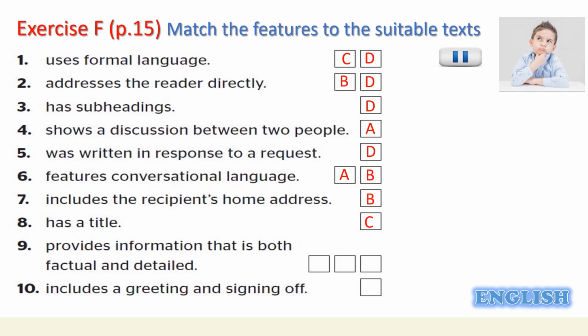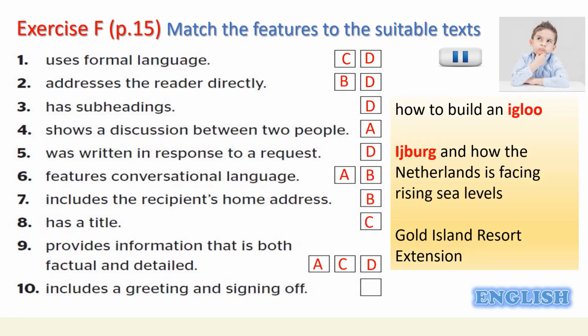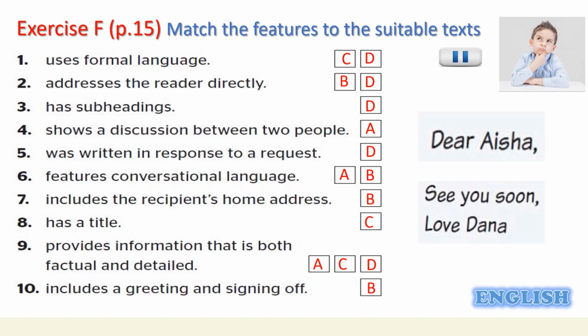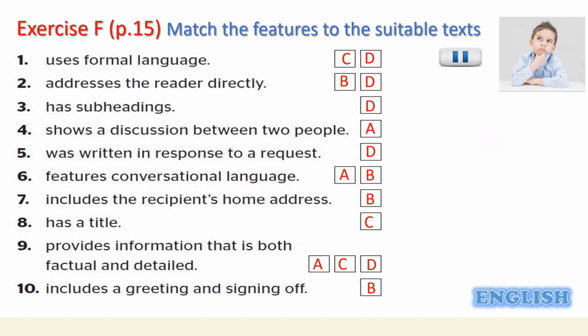Number 9. Provides information that is both factual and detailed. Text A, text C, and text D. Very good. The last one includes a greeting and signing off. It is text B. Very good. Dear Aisha, see you soon. Love, Dana. These are greeting and signing off.